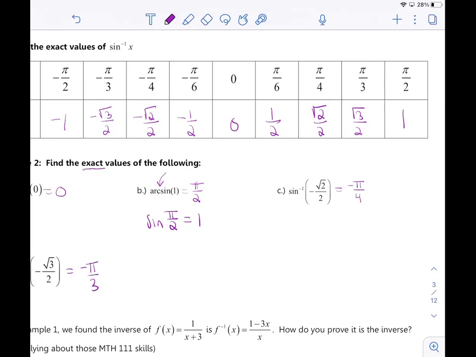So when they say find the exact values, they, me, whoever, you want it in radians. So I don't want decimals at all, unless it says use a calculator. All right. But for the majority of this work, we're going to be using, knowing that unit circle.